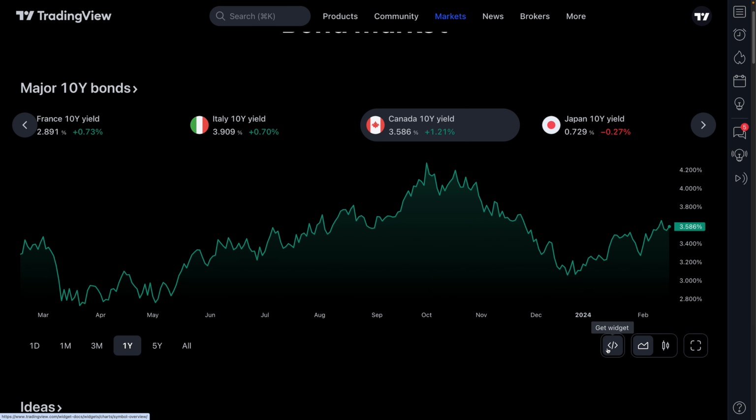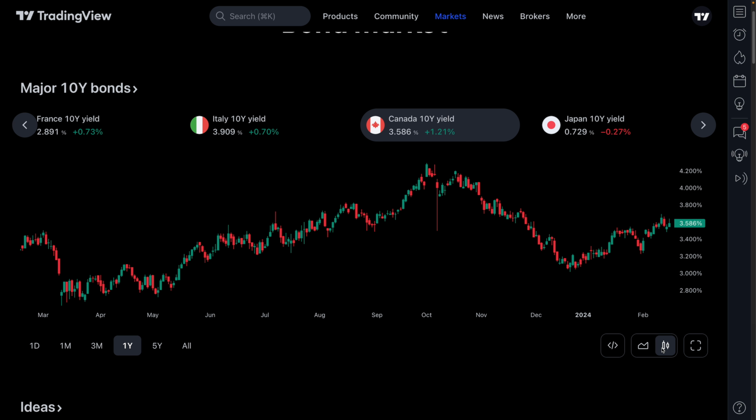And you've also got the capability to embed these as widgets, view them as an area chart or candlestick chart, and even one click away launch the full chart. We have Canada here, so if we click this, we'll go to TradingView charts.